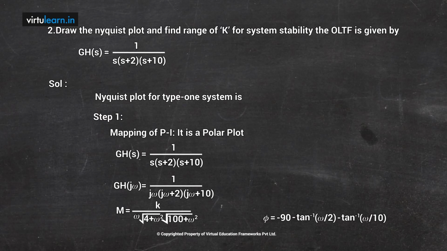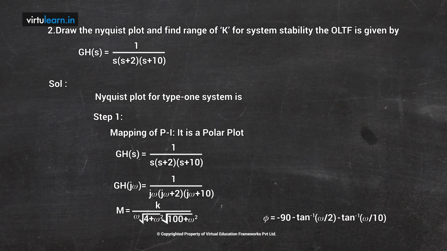So what is the Nyquist path for the system? If you look, the system is a type 1 system, therefore I can draw the Nyquist path like this. There are 4 paths here: path 1, path 2, path 3, path 4. What is the Nyquist plot? The Nyquist plot is the mapping of these 4 paths of the Nyquist path into the GH(s) plane. We will start with step 1, that is the mapping of P1.